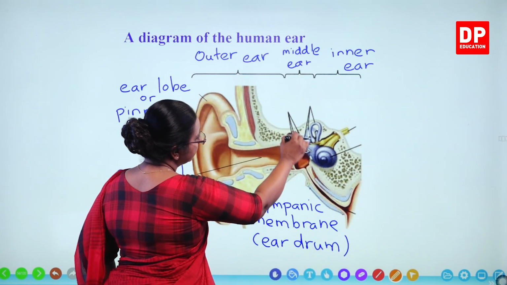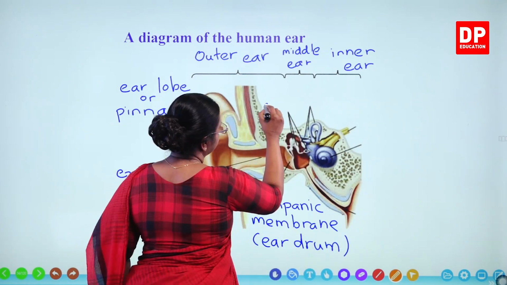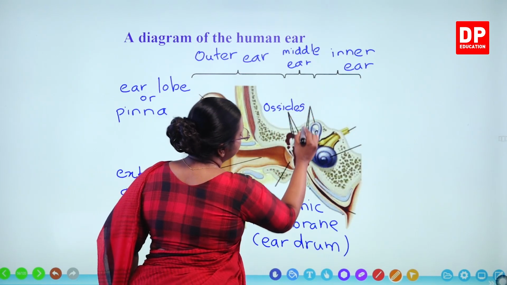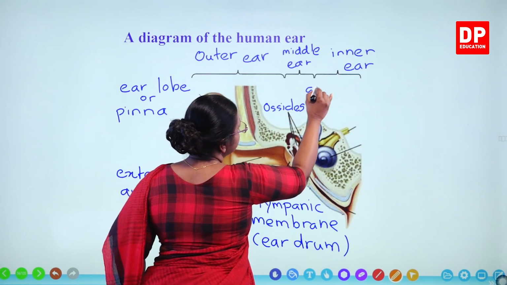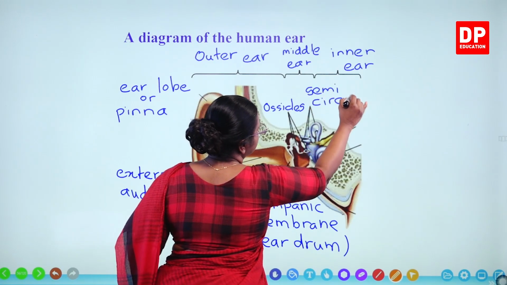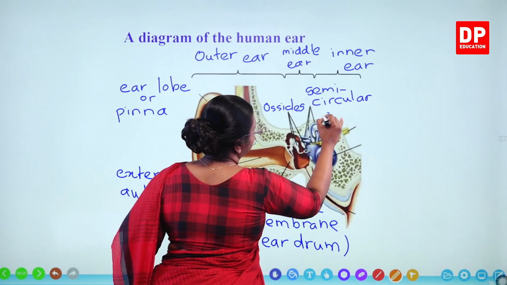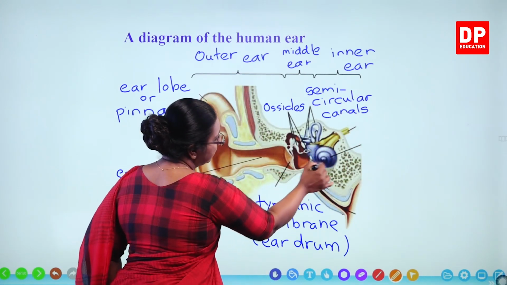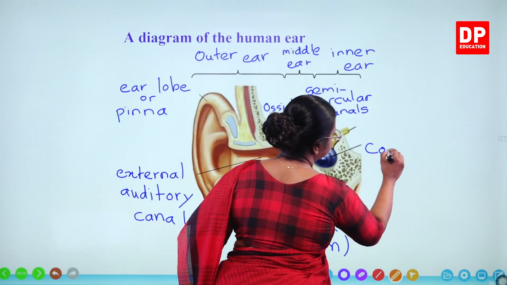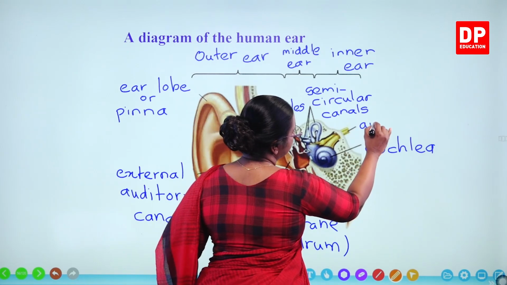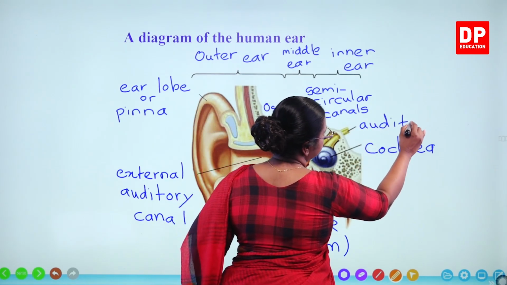Then after that, there are the 3 ossicles. Then what are these? These are the semicircular canals. Then here we have the cochlea. And this is the auditory nerve.